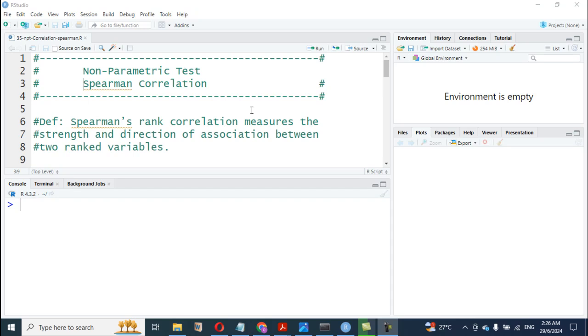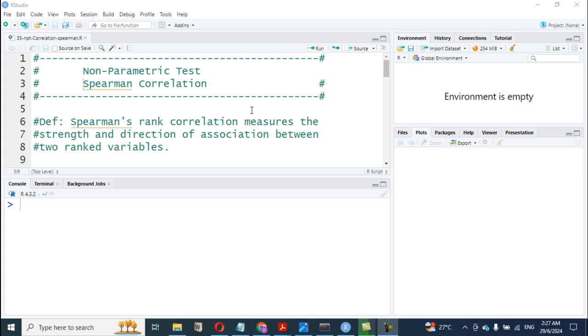All right, I want to quickly explore the Spearman correlation. This is another non-parametric test. Spearman correlation is a test to test the correlation between two numeric variables. But we must understand that Spearman is a rank-based correlation. We measure the strength and direction of association between two rank variables.